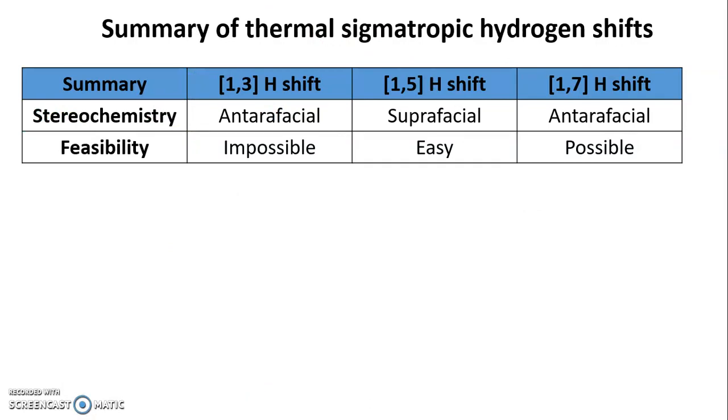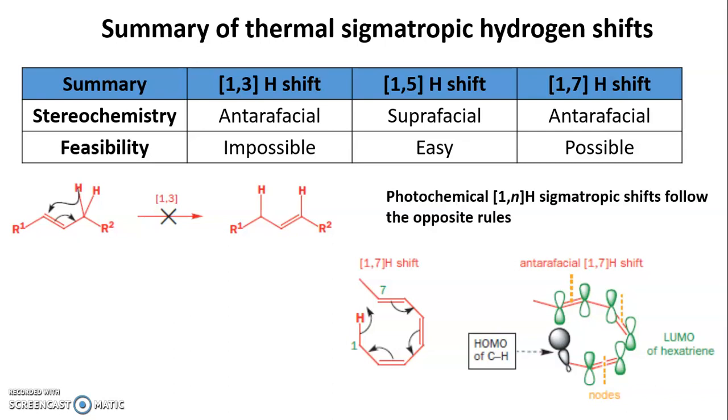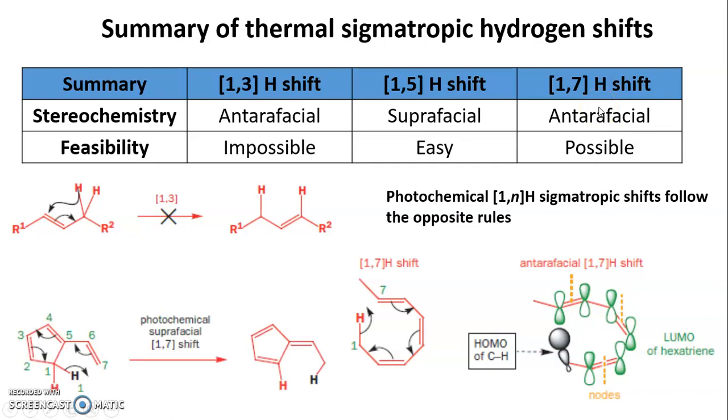So if we see the summary of the thermal sigmatropic hydrogen shifts, 1,5 suprafacial easy, 1,3 antarafacial impossible, 1,7 antarafacial possible. These are the examples of 1,3 and 1,7. What happens to the photochemical one? It's just the opposite one. It follows the opposite rule. So 1,5 will have antarafacial, 1,7 suprafacial. So just let's see. So photochemical will have 1,7 suprafacial.